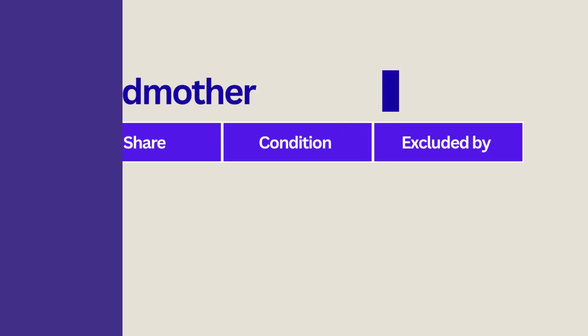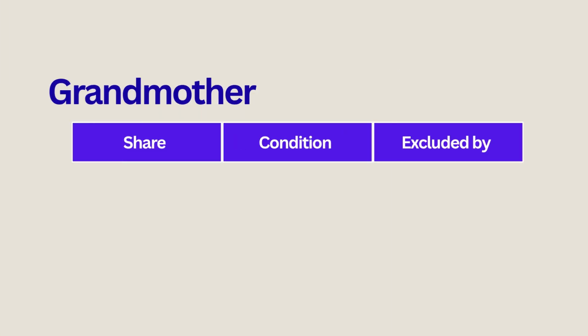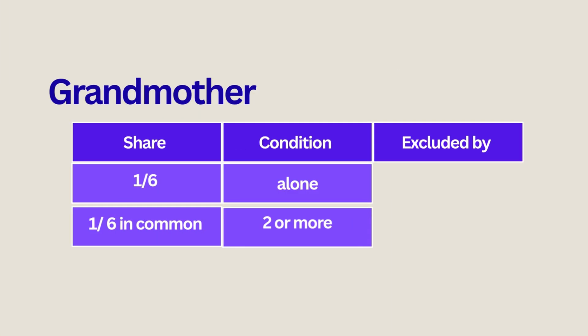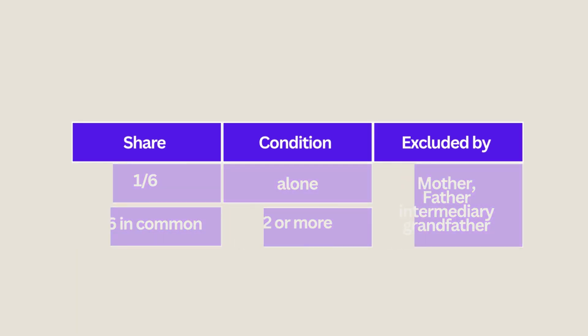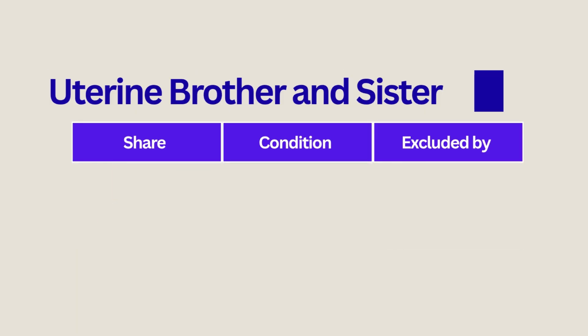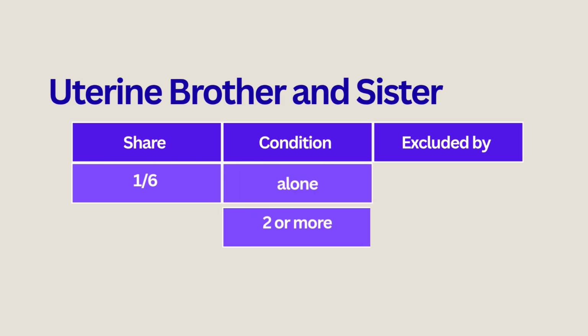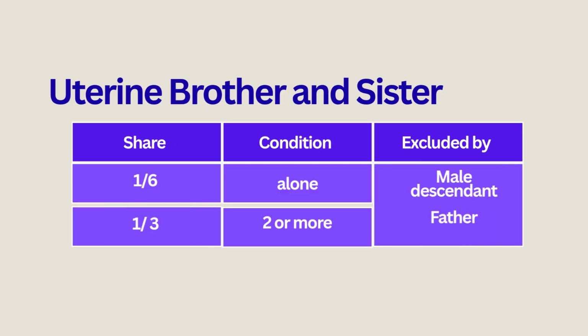10. The grandmother. Paternal, the grandmother receives 1/6, but she's excluded if the mother, father, or an intermediate grandfather of the deceased is alive. Lastly, we have the uterine brother and uterine sister, the siblings who share the same mother. Each receives 1/6 if they are alone, but if there are 2 or more, they share 1/3 equally. They are excluded by male descendants or the father.